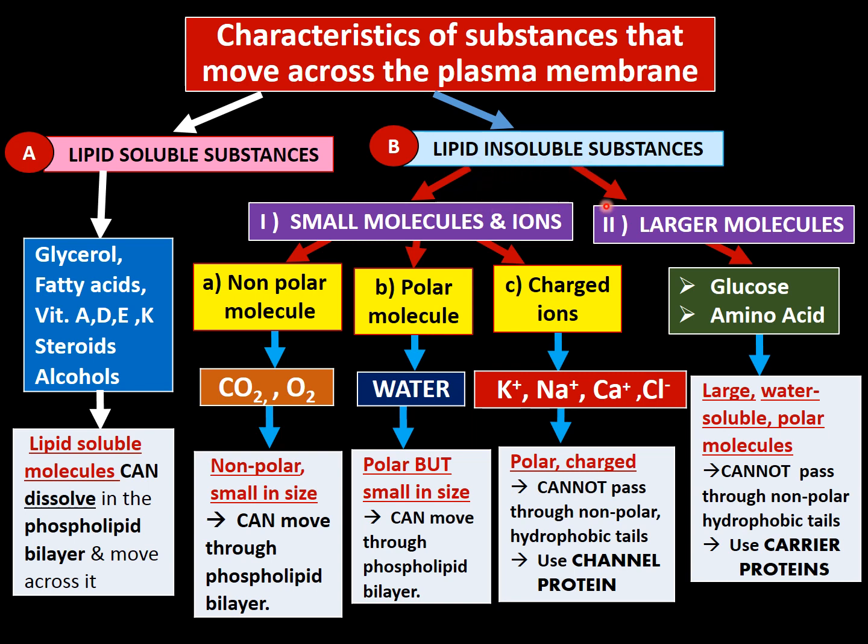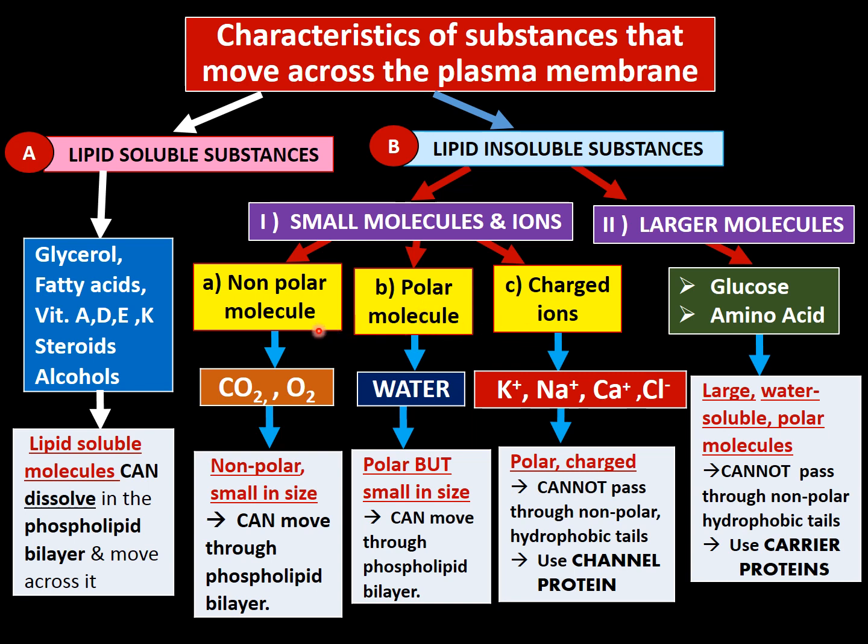Now the second type of substance are the lipid insoluble substances. So there are many types here. They are divided into the small molecules and ions and the larger molecules. For the small molecules or ions, we have the three types: nonpolar molecule, polar molecule, and charged ions.